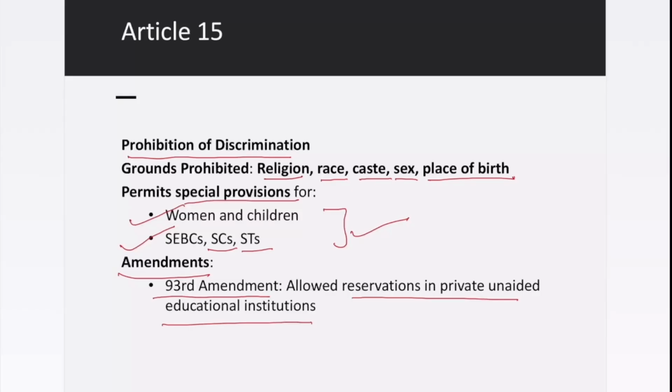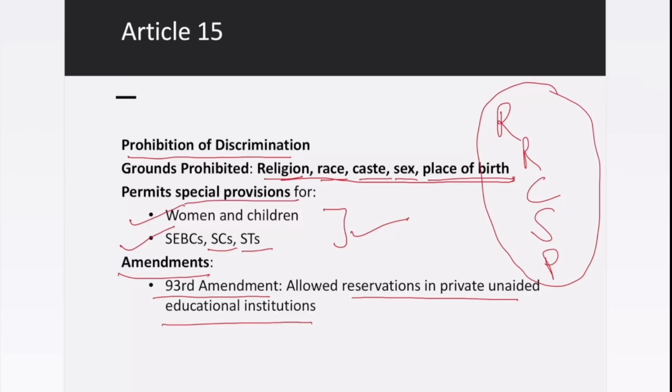Beyond those special provisions, you cannot be discriminated against on these grounds, whether it is your religion, your race, your caste, your sex, your place of birth. So on these 5 grounds, you cannot be discriminated against. Yes, there can be positive discrimination vis-a-vis the women and children and the backward classes.